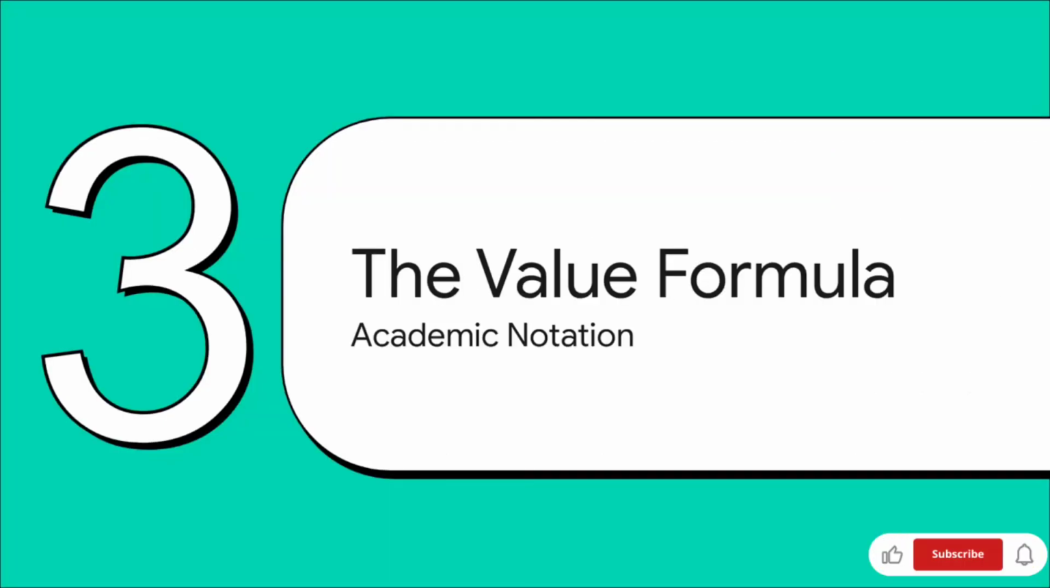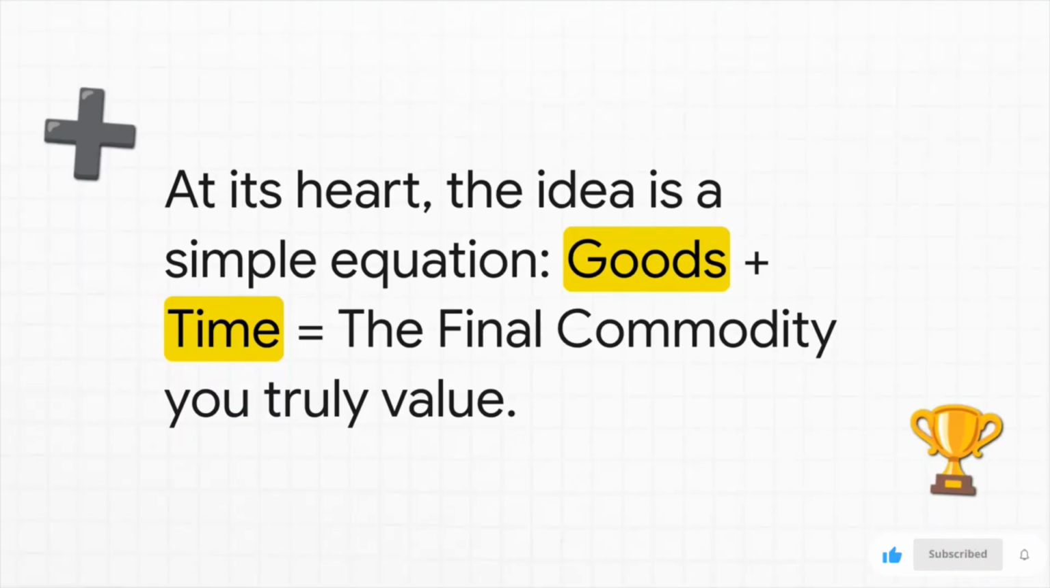All right, now let's get a little more formal. We're going to put this whole idea into the language of economics. Using the proper academic terms is what will really show you have a deep grasp of the concept, and that's where the extra marks are. When you boil it all down, at its very core, the idea is as simple as this equation. You take stuff you buy from the market, you mix it with your own precious time, and what you get is the final thing you actually care about.